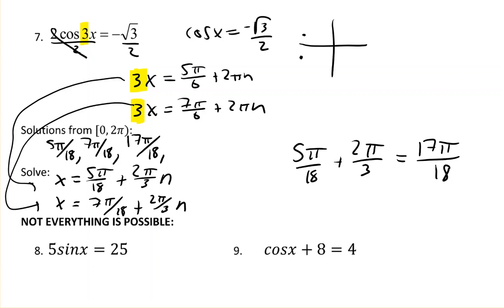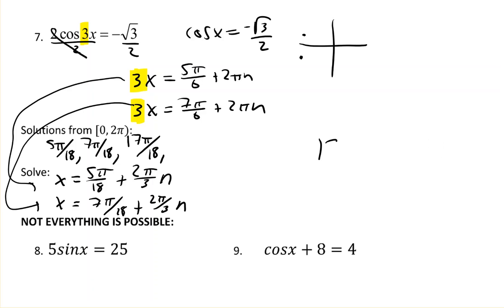Okay, and then try again. 17 pi over 18 might be one, but if I add another 2 pi thirds, if it's between 0 and 2 pi, I need to keep it. So again, I've got it set up in my calculator to go pretty quickly here. That gives me 29 pi 18ths. And that's still between 0 and 2 pi too, because the numerator is not twice what the denominator is. So we would have to include it.